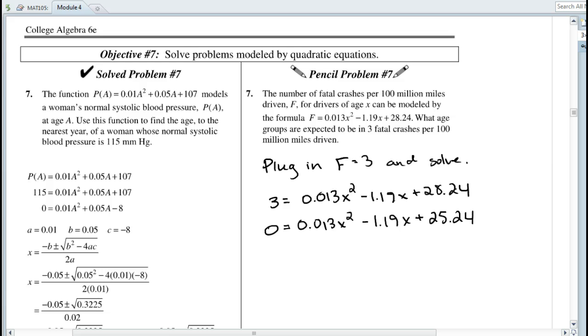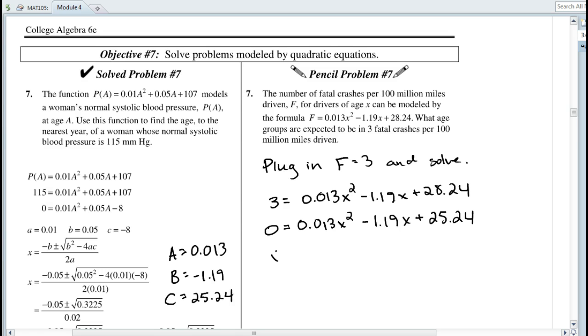Or else, sometimes it's easier to work if you don't have decimals. So you could get rid of decimals by multiplying both sides by 100. Oh no, because it's 0.013. Ugh. Alright, so it's just going to be an ugly number. So let's just bite the bullet and go to work. A equals 0.013, B is negative 1.19, and C is 25.24.